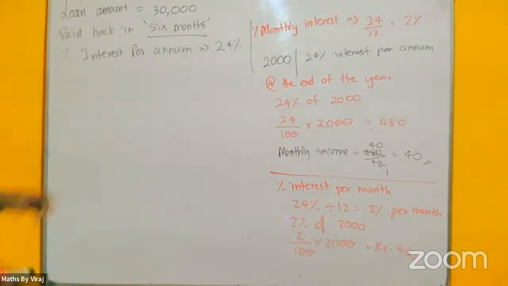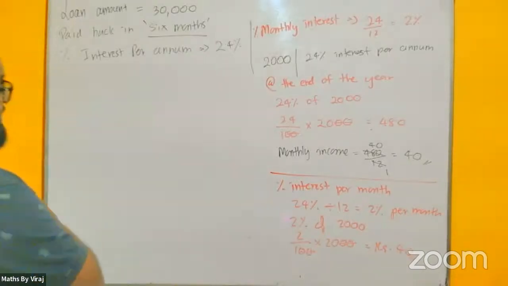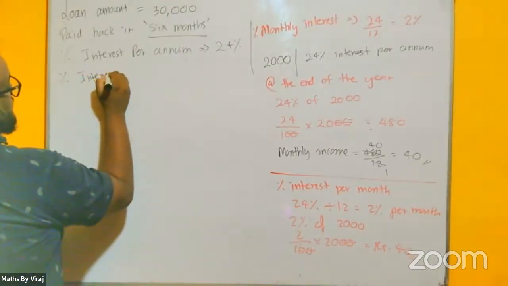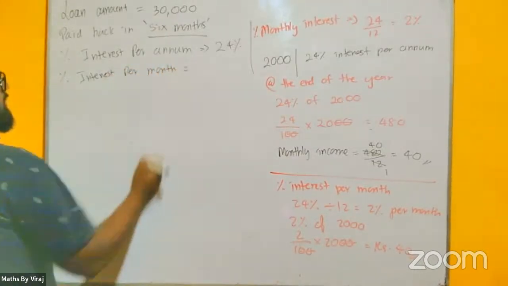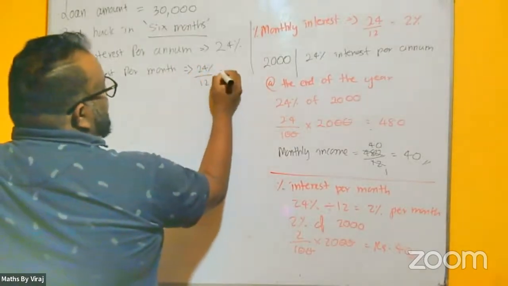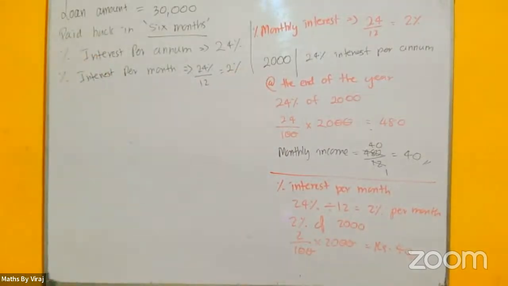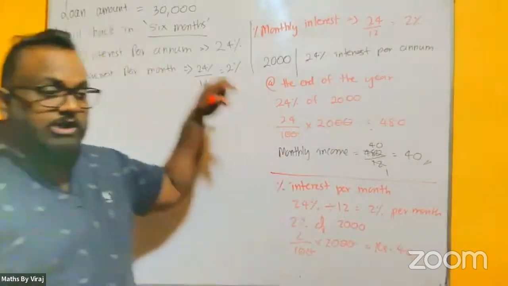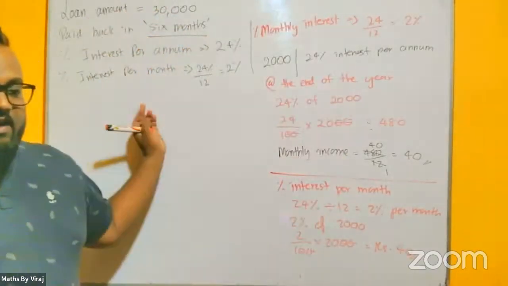Therefore, if I have this interest per annum as 24%, what is going to be the percentage interest per month? Do not get this wrong, right? Do not think that you are doing anything wrong. You can simply divide it by 12 and get the monthly interest to be as what, Pute? 2%.